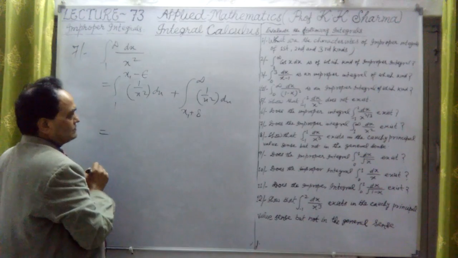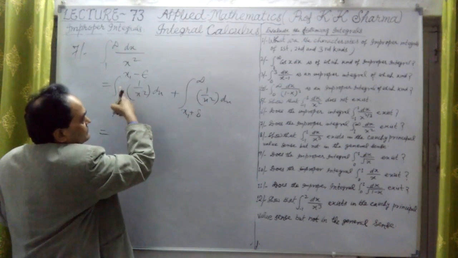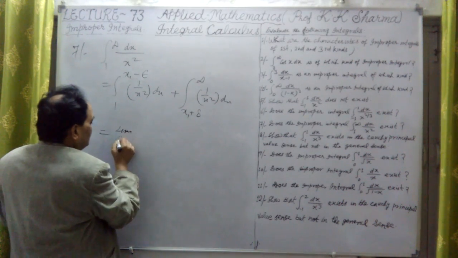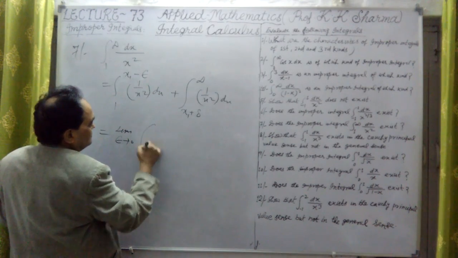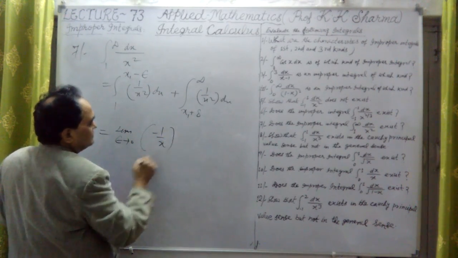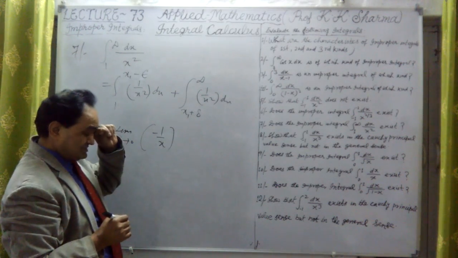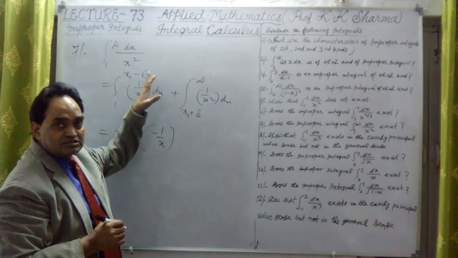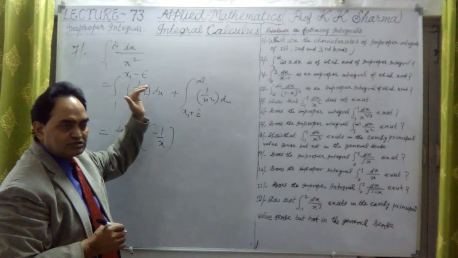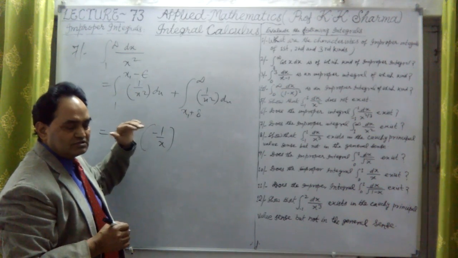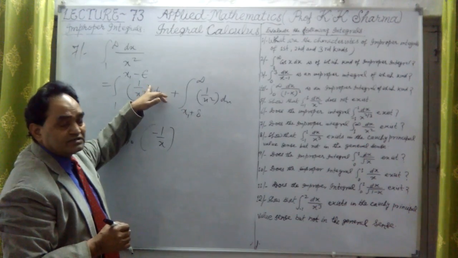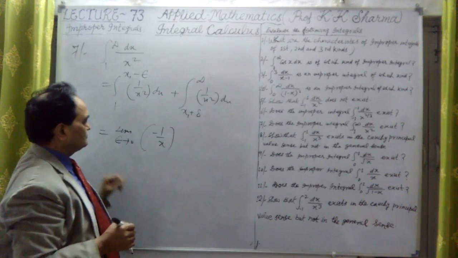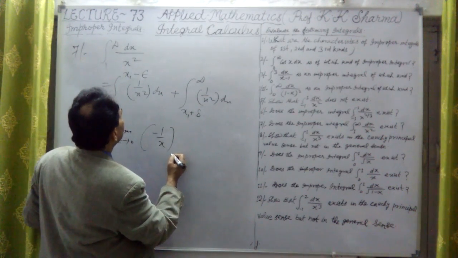So what are the limits here? Epsilon turns to 0, delta turns to 0. The integration is minus 1 upon x. Why? Taking x to the numerator, it will be x raised to power minus 2. Integration will be x raised to power minus 2 plus 1 upon minus 2 plus 1, divided by the index, whatever index is obtained. Minus 2 plus 1 is minus 1. Dividing by minus 1, that means minus 1 upon x.